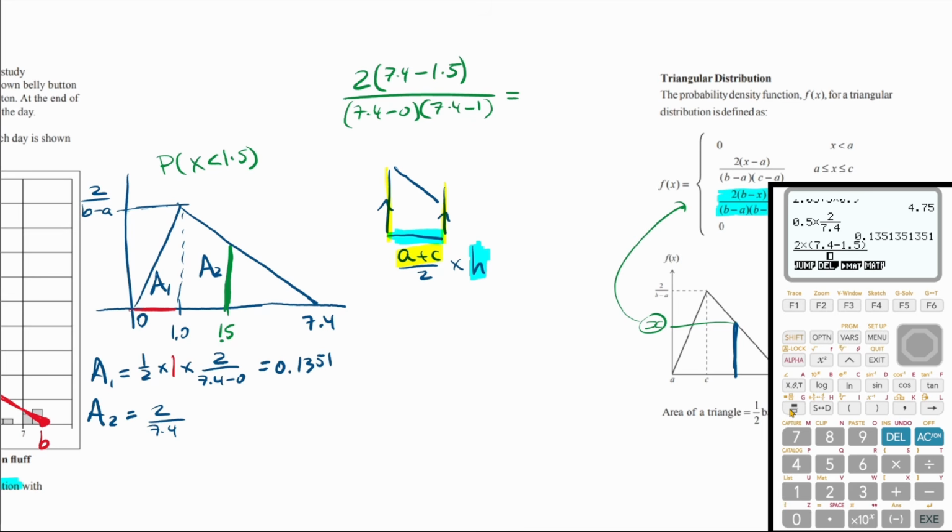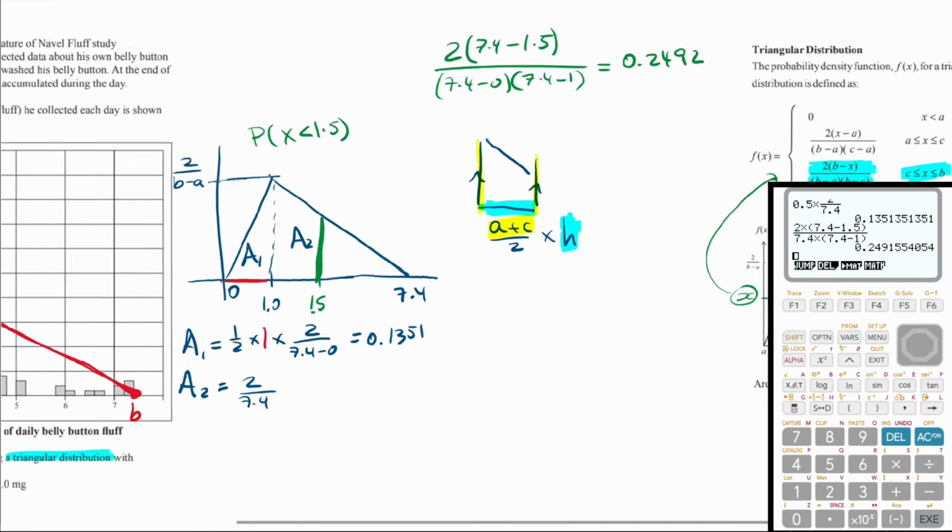And in the denominator, we have 7.4 minus 0. Well, that's 7.4 times (7.4 minus 1). I guess I could have done that in my head, but it's okay. Doesn't matter. We can just put it in the calculator, and we get 0.2492. So how does that help us now?